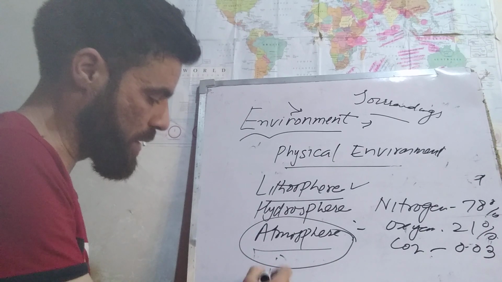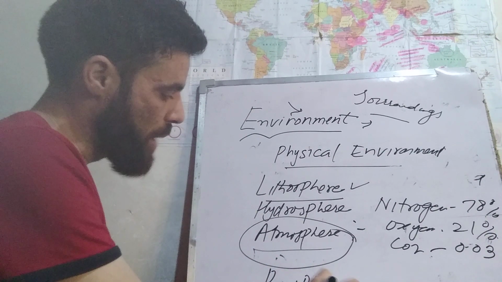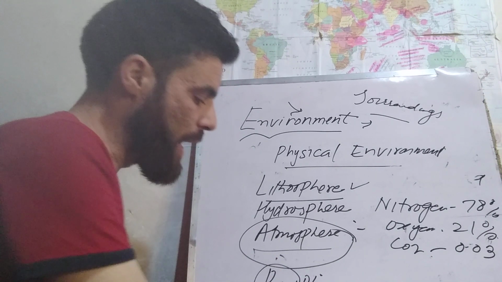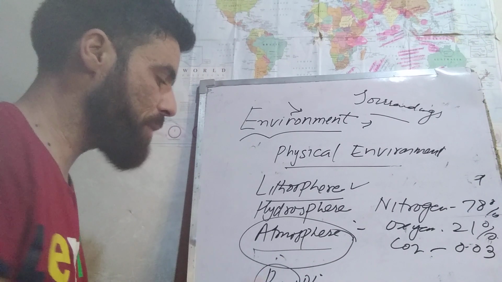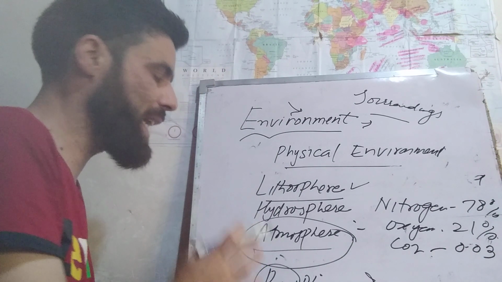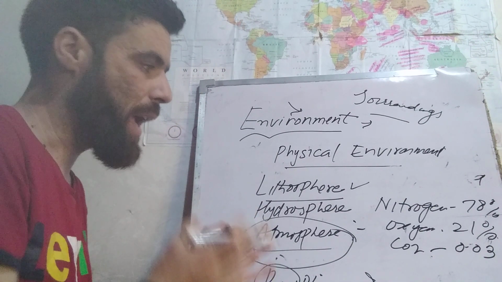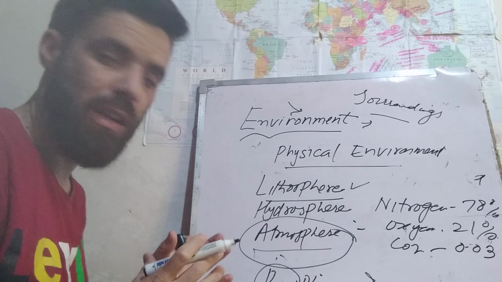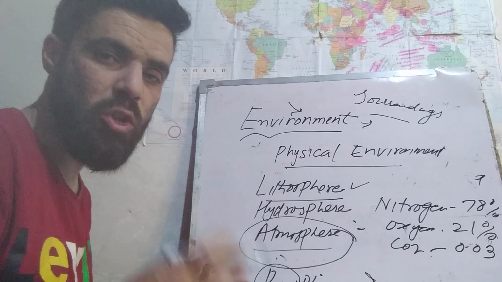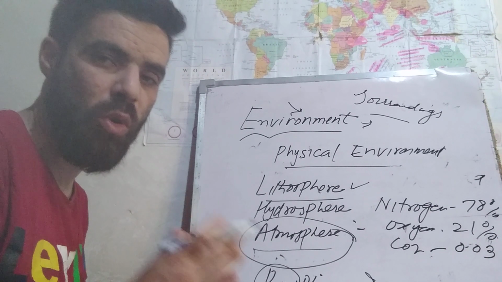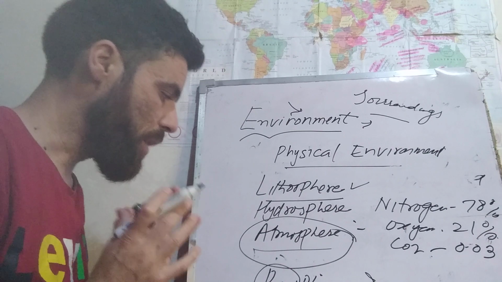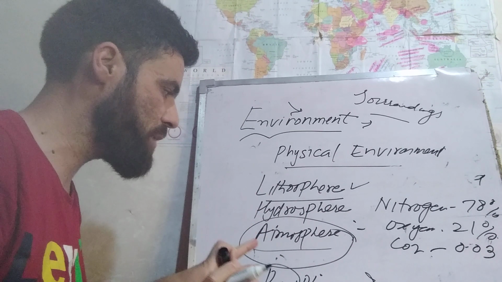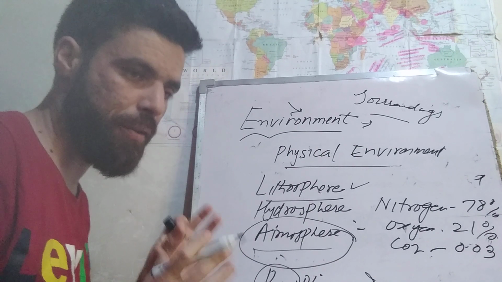Beyond that, we have biosphere. Biosphere comprises the narrow zone. Bio means life. It is the sphere of life. It comprises the narrow zone where lithosphere, hydrosphere, and atmosphere interact. When they interact, they form biosphere. Biosphere plays an essential role in life because it comprises lithosphere, land, hydrosphere, water, and atmosphere, that is air.